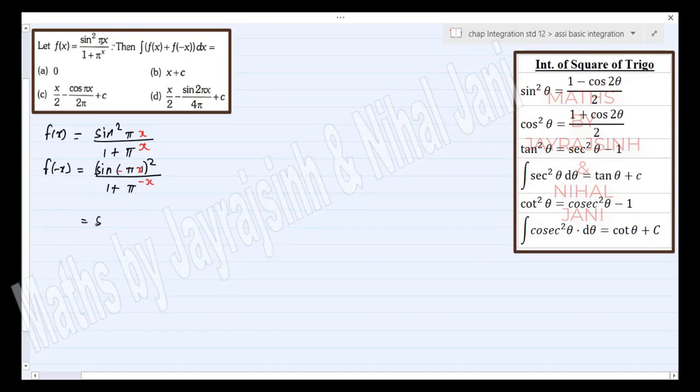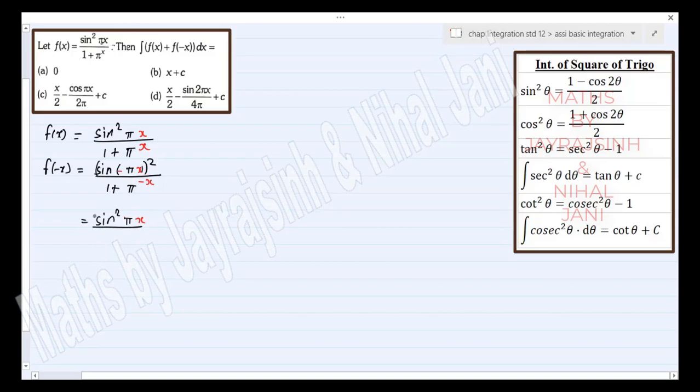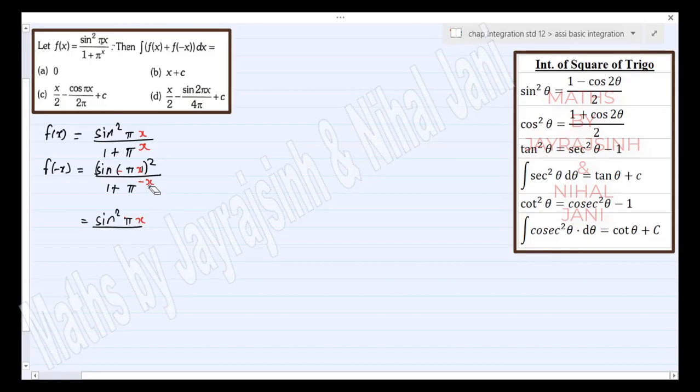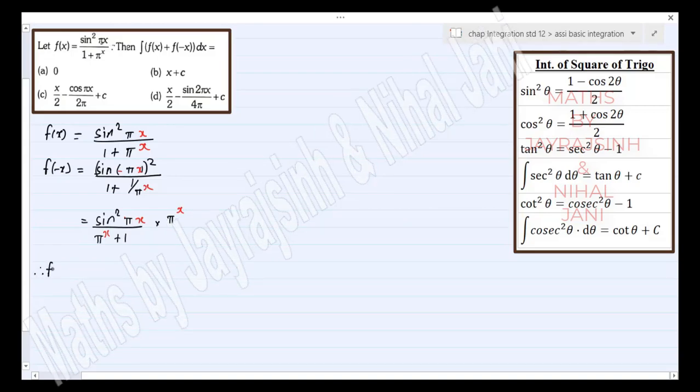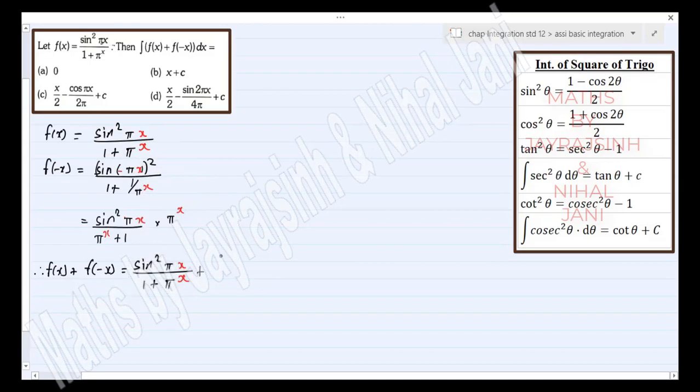In numerator, simply we will get sin square pi x, and in denominator we have 1 plus pi raised to minus x, or we can say 1 upon pi raised to x, and after taking LCM we will get pi raised to x plus 1 into pi raised to x. So let's get f x plus f of minus x over here.